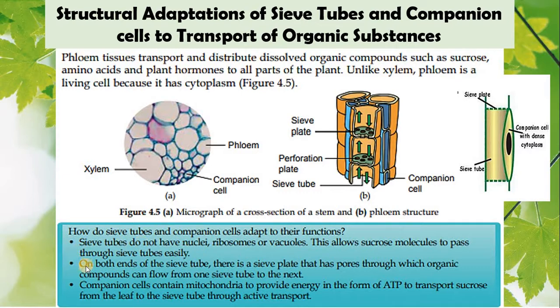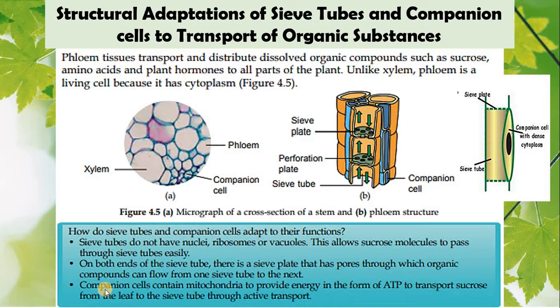Number two, on both ends of the sieve tube there is a sieve plate. The sieve plate has pores through which organic compounds can flow from one sieve tube to the next. So adaptation two is the sieve plate on the sieve tube.